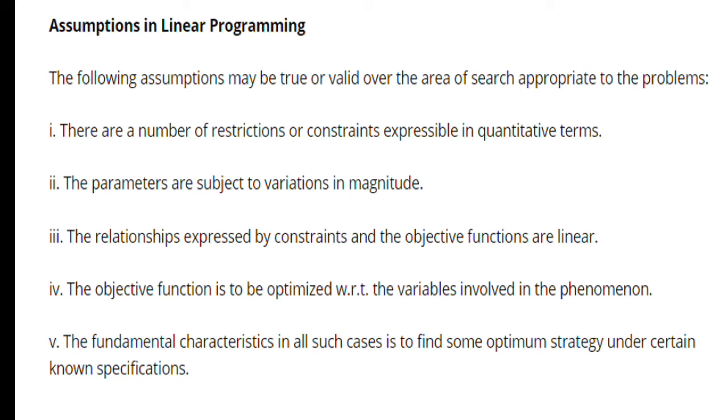Advantages or assumptions we need to make. There are a number of restrictions or constraints expressible in quantitative terms, that is, numerical terms. Parameters are subject to variation in magnitude. Third one is the relationships expressed by constraints and the objective function are linear, because power 1 should be there. The objective function is to be optimized with respect to variables involved in the phenomenon. The fundamental characteristic in all such cases is to find some optimum strategies under certain known specifications.